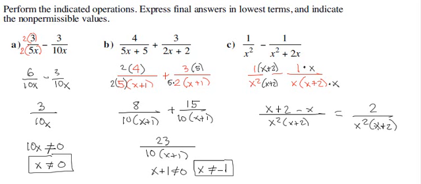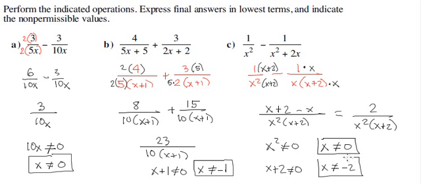Now, two non-permissible values this time. One will come from x squared must not equal 0. Square root both sides of that, and you get x cannot equal 0. And for the second bit, x plus 2 cannot equal 0. Kick the 2 to the right-hand side, and we find that x cannot equal -2. So two non-permissibles for this one.